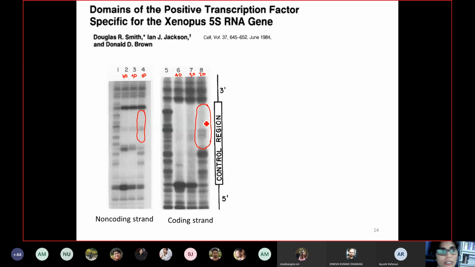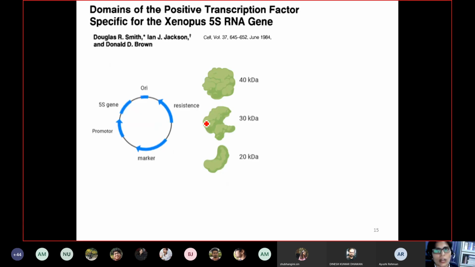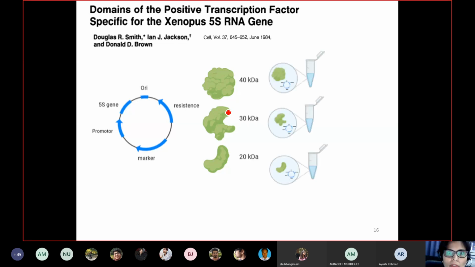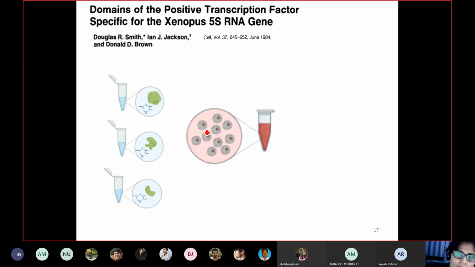Now, after the binding, they wanted to check which of these fragments. I have represented here a 40 kilodalton, half as a 30, and then specifically smaller as a 20 kilodalton. Now they wanted to check which of these fragments are able to perform the transcription assays. For that you have in vitro transcription assays. In the case of buffer, they mixed this plasmid together with a transcription buffer, and in the presence of this cell extract, it is not able to give any transcription.